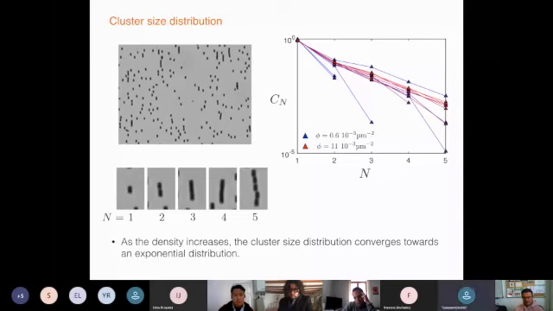And you can see that as you increase the density, you converge toward the red line, and you converge toward an exponential distribution. I forgot to mention that this plot is semi-log, meaning that when you have a line, that means that you have an exponential distribution.